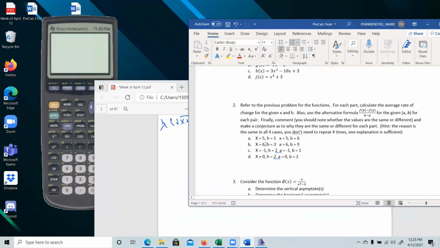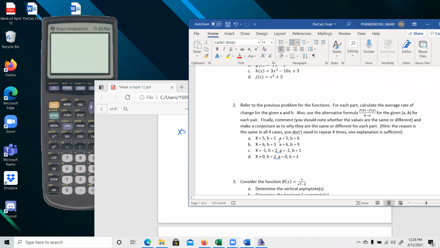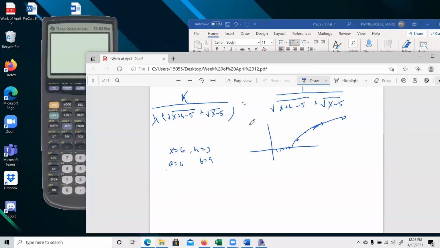So this is x is 6, h is 3. And then what do we have here? We have a is 6, b is 9. If you guys have noticed, b seems to be x plus h. It is exactly x plus h, which is the 9. That is exactly what's going on. So let's go ahead and type in the numbers for this one.